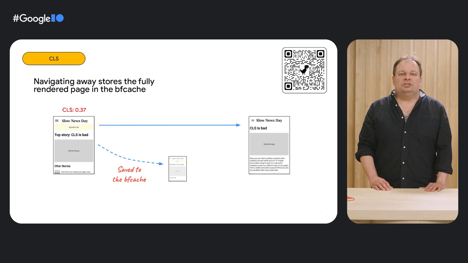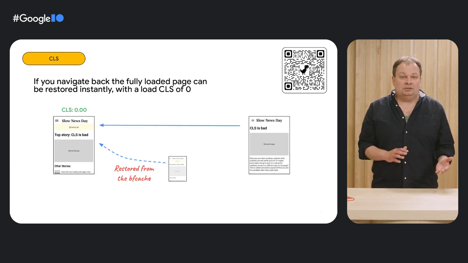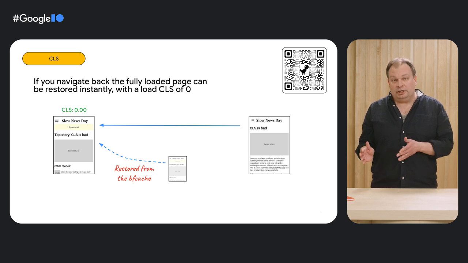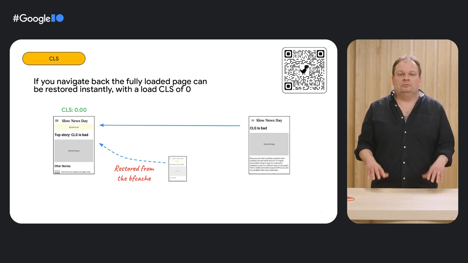The BF cache stores a complete snapshot of the fully rendered page in memory for a short period after a user navigates away. If they go back to the page, the snapshot is restored. Similarly, if the user goes forward again, we can restore that snapshot. This completely eliminates any of that loading CLS that would be incurred if the page was re-rendered from scratch. The BF cache is enabled by default. You do not have to do anything to turn this on.